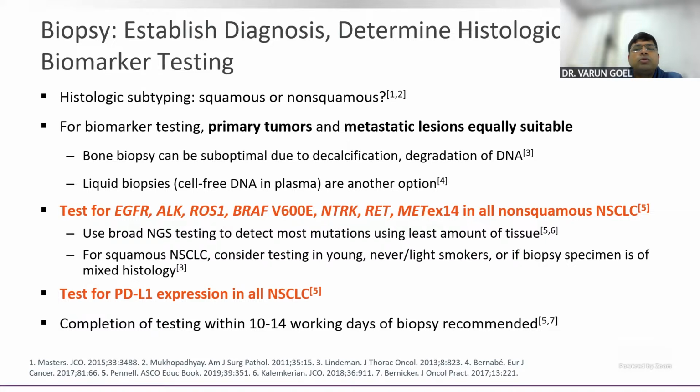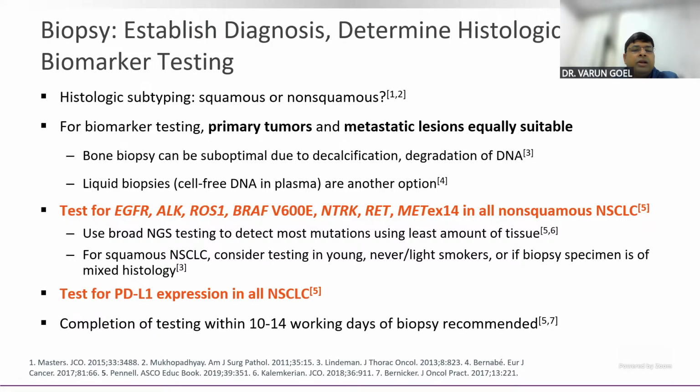Bone biopsy can be suboptimal because of decalcification and degradation of DNA. Liquid biopsies are another option if we don't have tissue for biopsy or the patient refuses. Then, testing for EGFR, ALK, ROS1, BRAF, NTRK, RET, and MET in all non-squamous NSCLC is the recommendation according to guidelines, and we should use broad NGS testing to detect most of these mutations. There may be some other mutations we can pick up that may not be targetable at present, but we should still order, because it may be used as an archive, and in future further research can be done on those types of samples. For squamous NSCLC, we should consider this testing, not in all, but if the patient is young, a never or light smoker, or if the biopsy specimen is of mixed histopathology, then we should order NGS in those patients also.